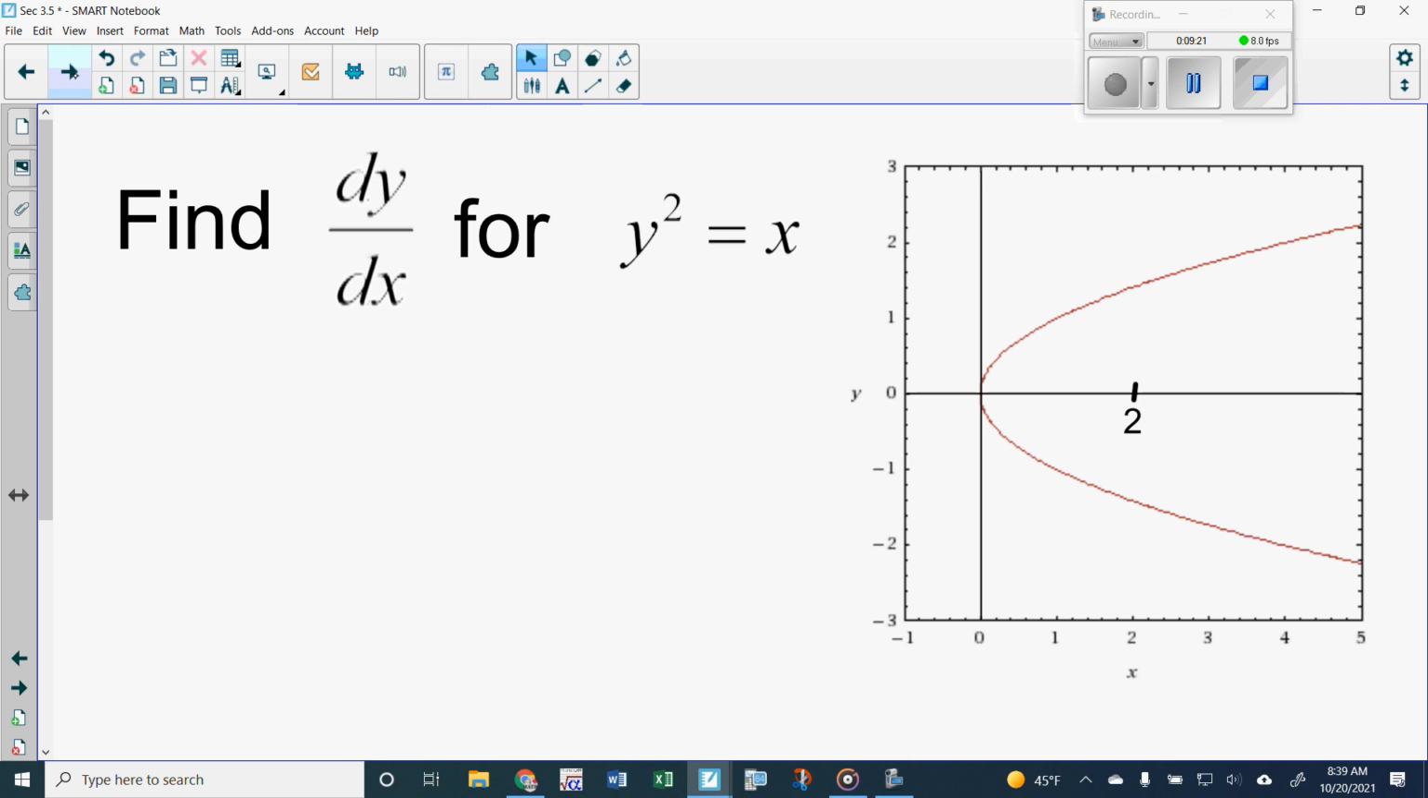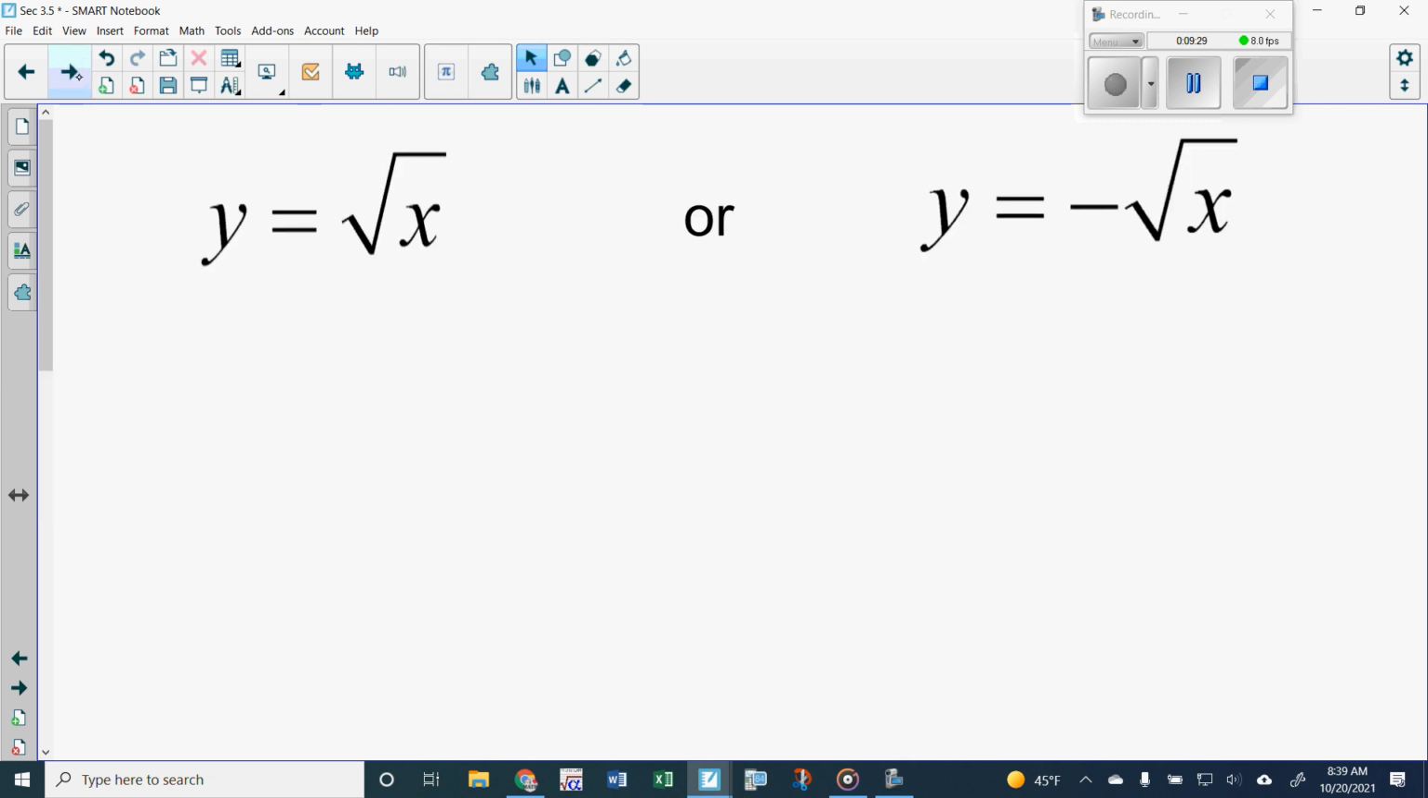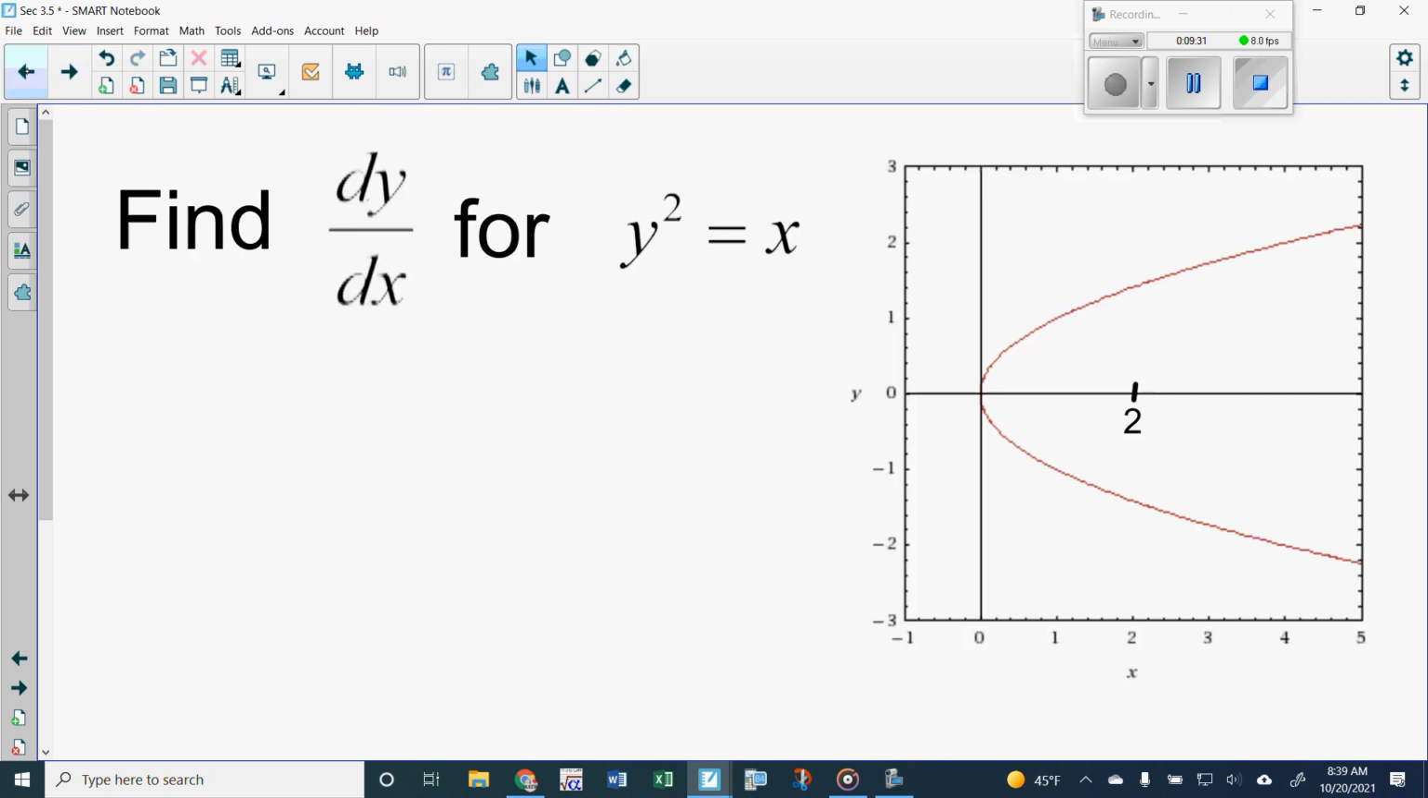We have y squared equals x. Simple one. This one we could solve for y, and actually I will in a second and show you how you get the same answer either way. Some of the harder ones you can't do both ways. Easier ones we can. So here's how we're going to do this. We're going to try to find the derivative of y squared equals x. What we're going to do is take the derivative of both sides.